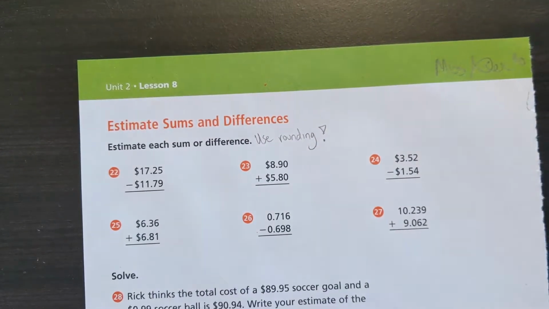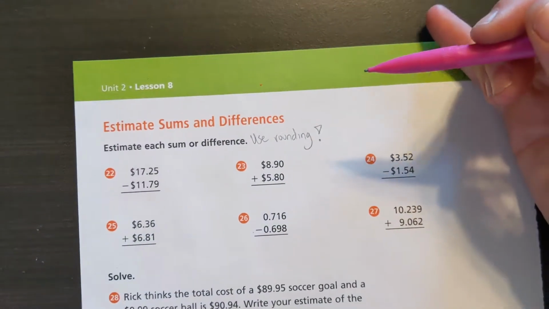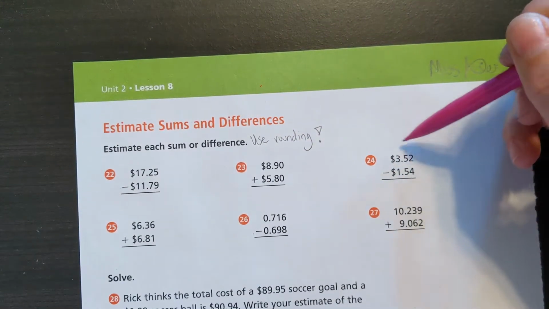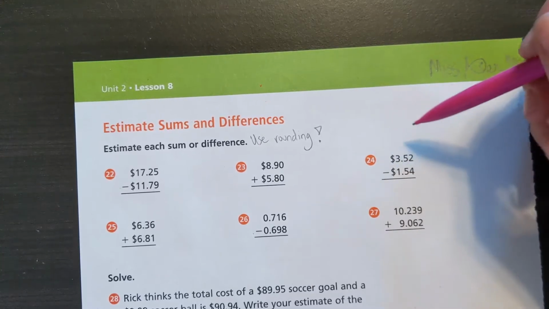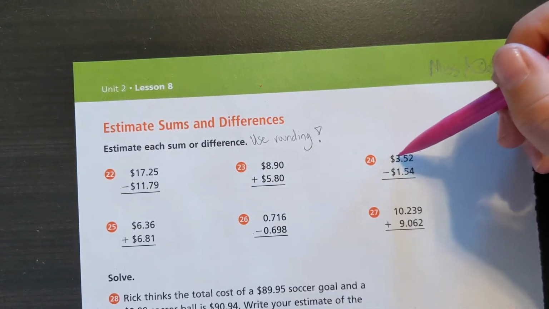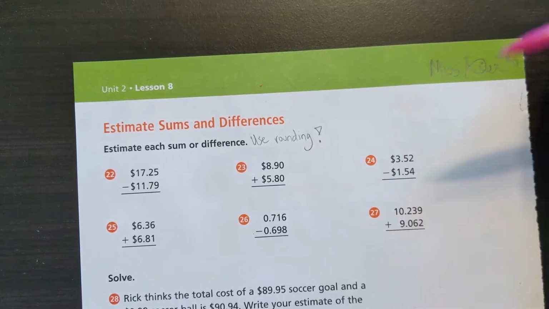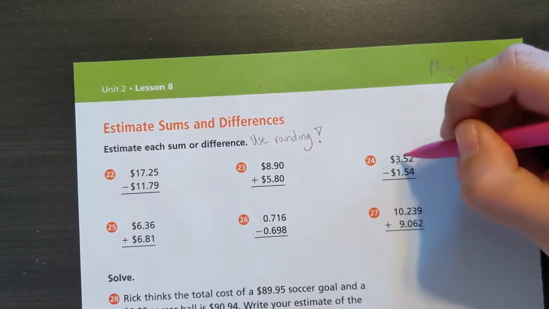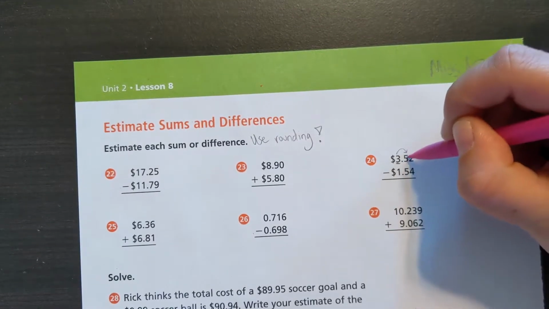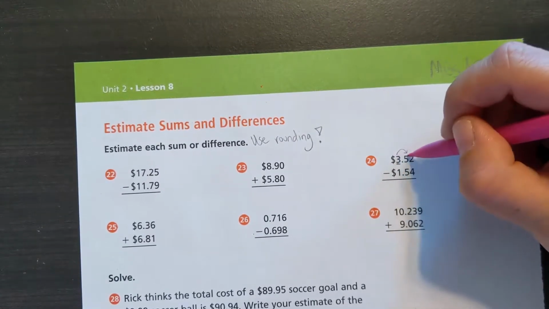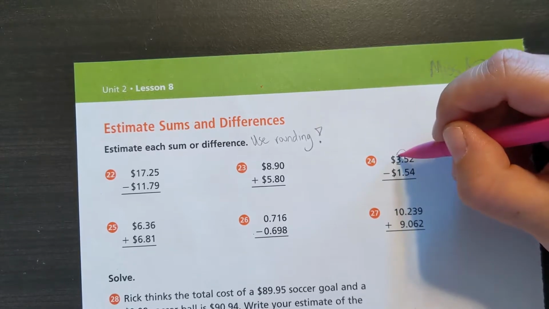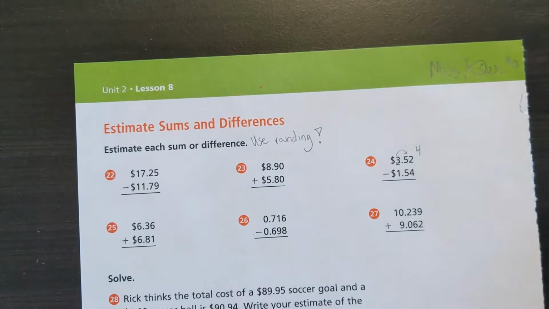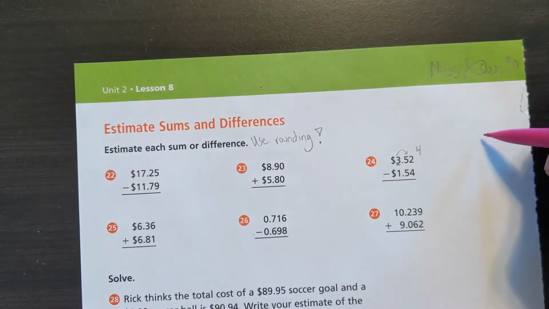So let's just take a look at number 24. If I'm using rounding and I'm talking about money, the easiest thing to do in this situation is to round to the nearest dollar. Okay? Estimating to the nearest dollar. So the ones place. So I look at the 3. I look at the 5. The 5 tells the 3 to what? Raise the score. Right? So it's about $4. Because I would raise that to a 4, everything else would go away.